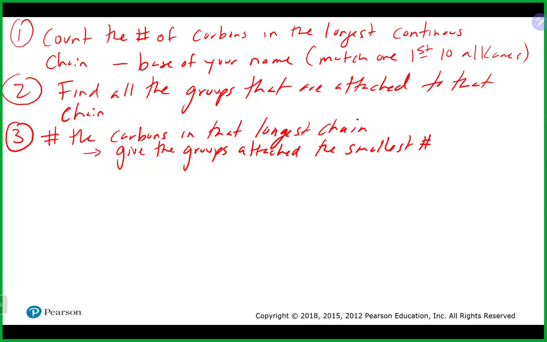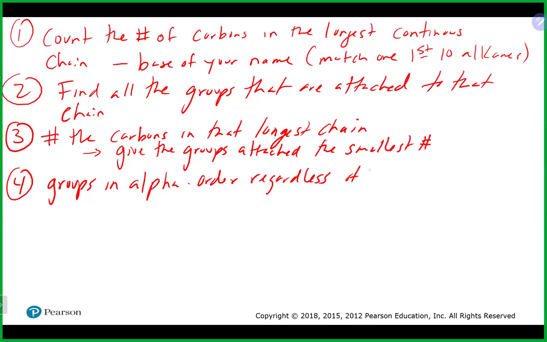Once you do that, we're going to name it, starting with the groups in alphabetical order, regardless of the number. And then end with the name of our longest carbon chain.